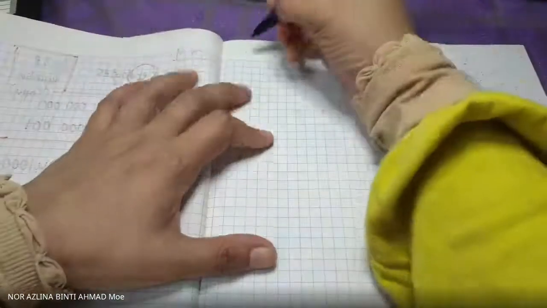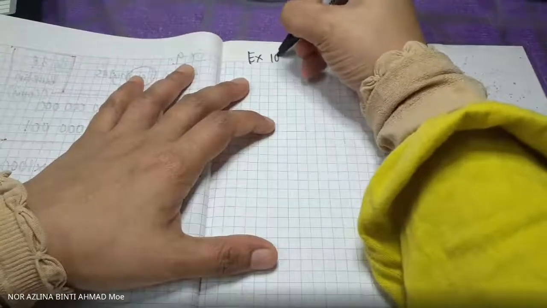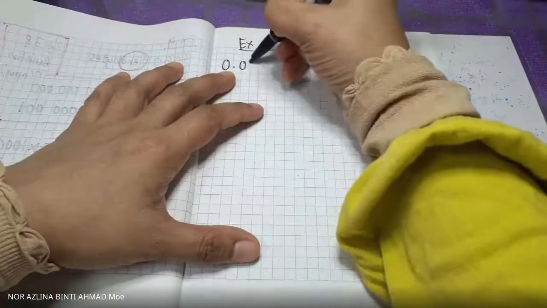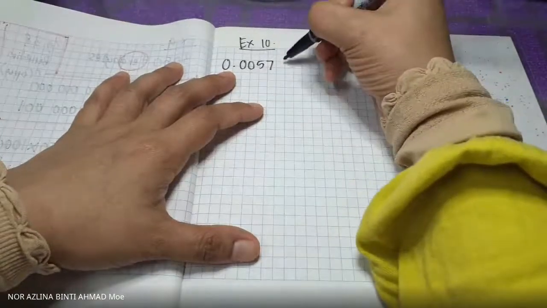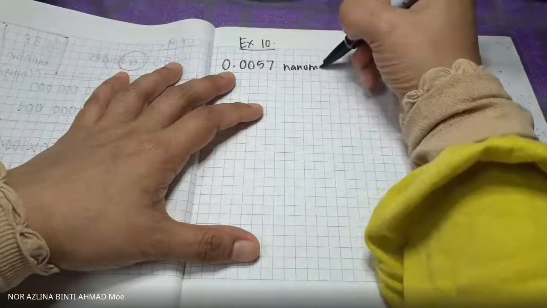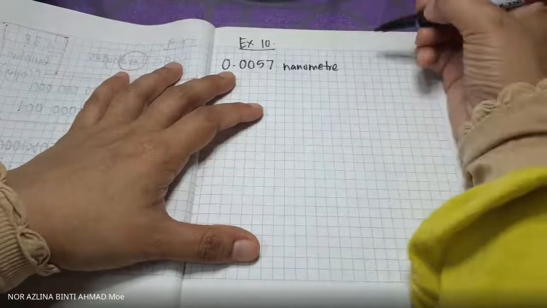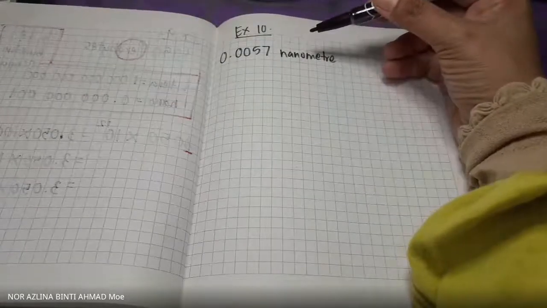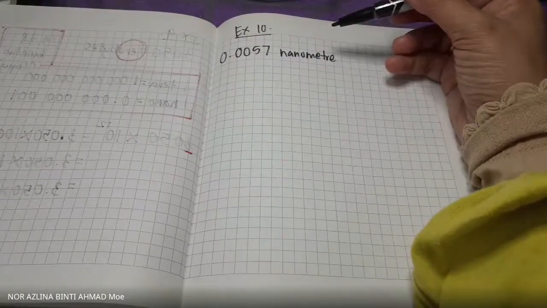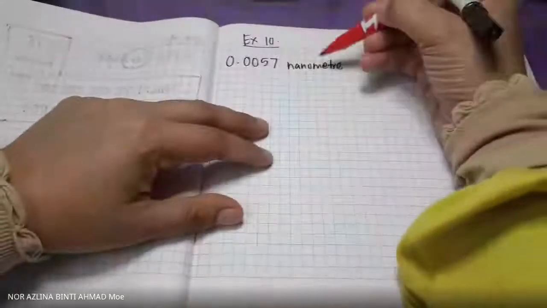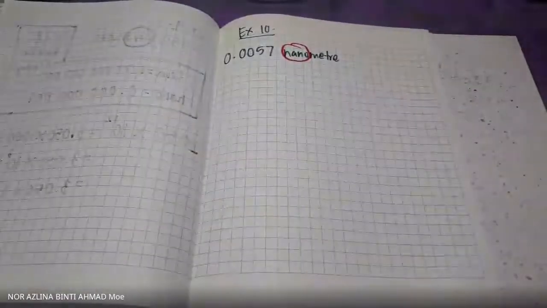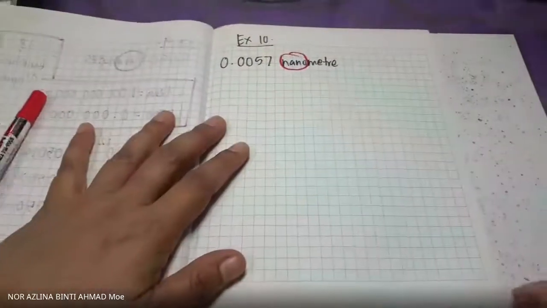Next, example 10. Determine 0.0057 nanometer in meter. State your answer in standard form. Okay, the unit must be meter, the final answer. For the final answer, the unit must be meter. So what is the meaning of nano? Just now.